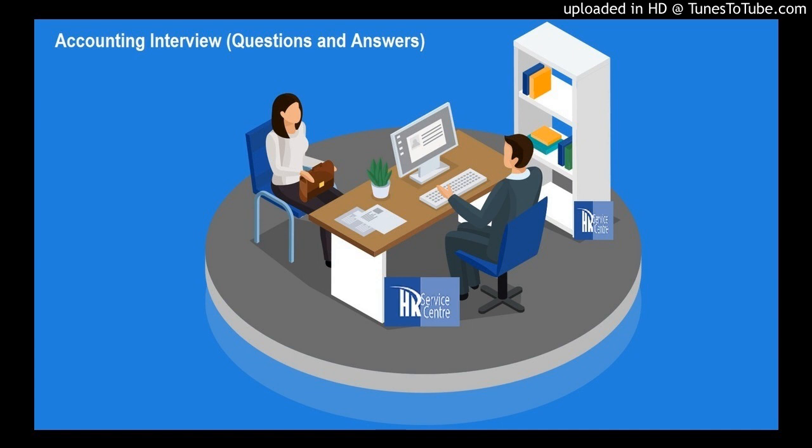Question: What is the difference between a trial balance and a balance sheet? The answer: A trial balance is the list of all balances in a ledger account and is used to check the arithmetical accuracy in recording and posting. A balance sheet, on the other hand, is a statement which shows the assets, liabilities, and equity of a company and is used to ascertain its financial position on a particular date.